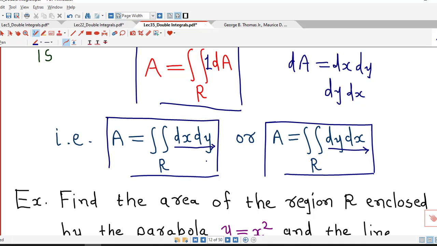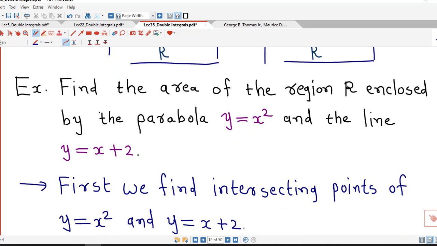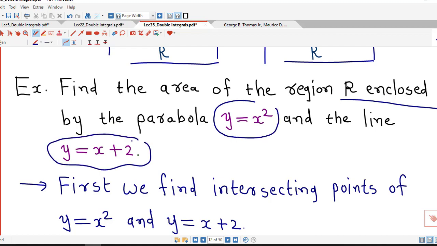Whatever order is easy, we will select that order, and we know that whether we integrate with respect to x first or with respect to y first, we get the same answer. So we understand with one example. Find the area of the region R enclosed between the parabola y equal to x square and the line y equal to x plus 2.